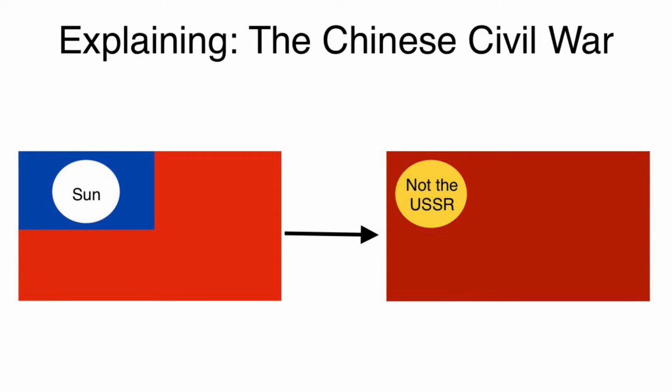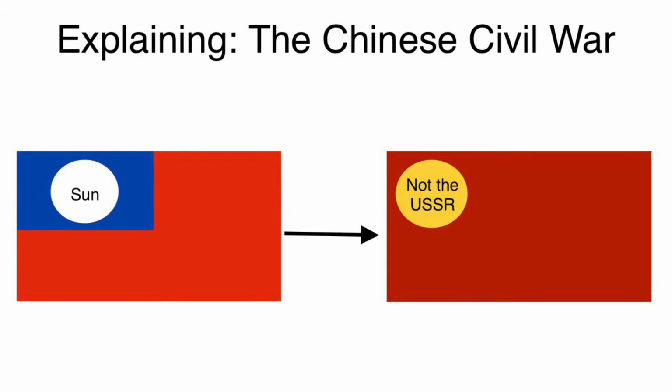However, during the May 4th movement in 1919, due to anti-Japanese sentiments, the Communist Party of China would be created. However, the two groups were intertwined, as the Soviet Union initially supported the Kuomintang with supplies in exchange for them forming a united front with the small Communist Party. However, in 1926, things would change as Chiang Kai-shek, an anti-communist, would become the leader of the Kuomintang.